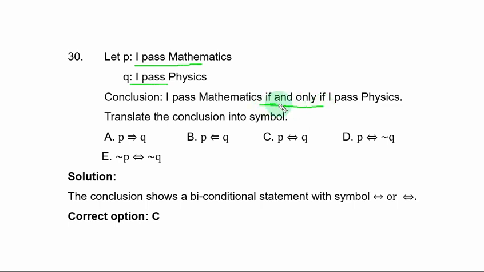This statement, if and only if, is biconditional or by implication, and the symbol for it is two-head arrow. It can be one line or two lines. So by this, the correct option is C. I pass mathematics if and only if I pass physics.